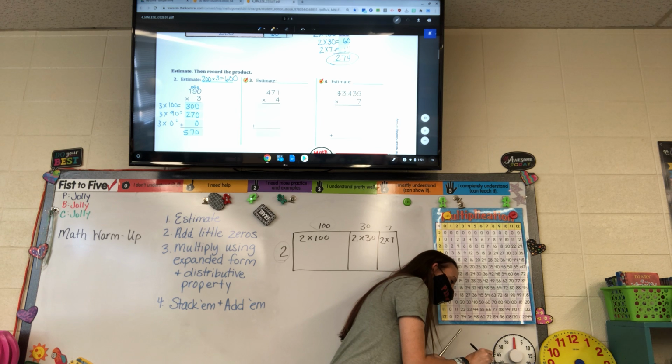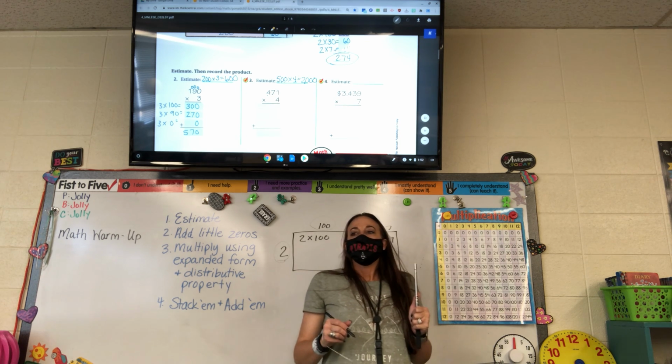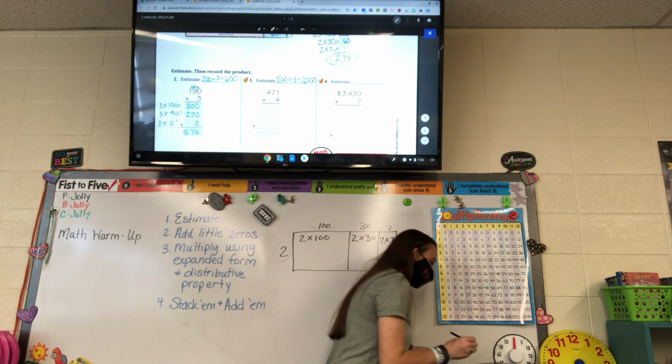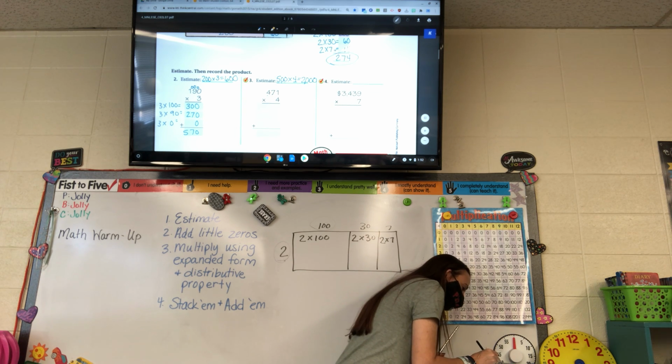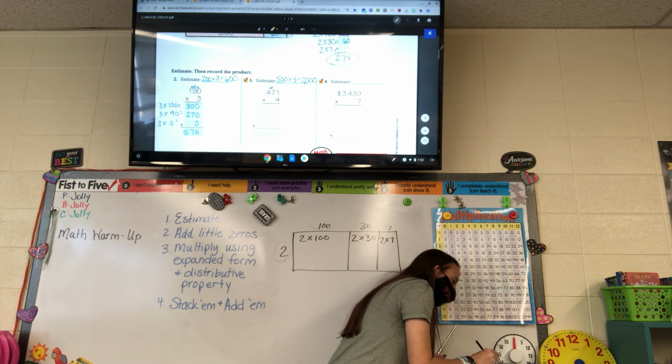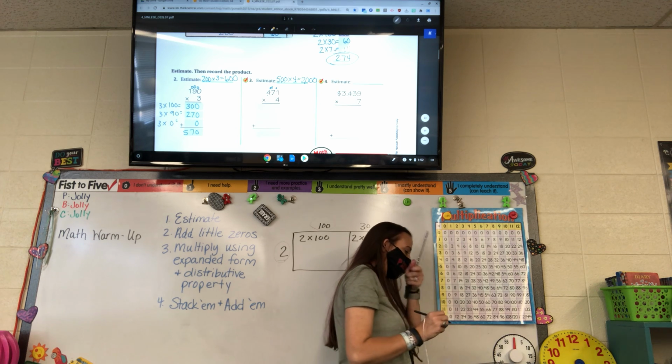471. What does the 7 tell the 4 to do? Go up to a 5. Okay, so 500 times 4. Basic fact is 5 times 4 is 20 with 2 zeros behind it. So our estimate is 2,000. Good. Okay, now we're going to add 2 little zeros behind the 400 and 1 behind the 70.